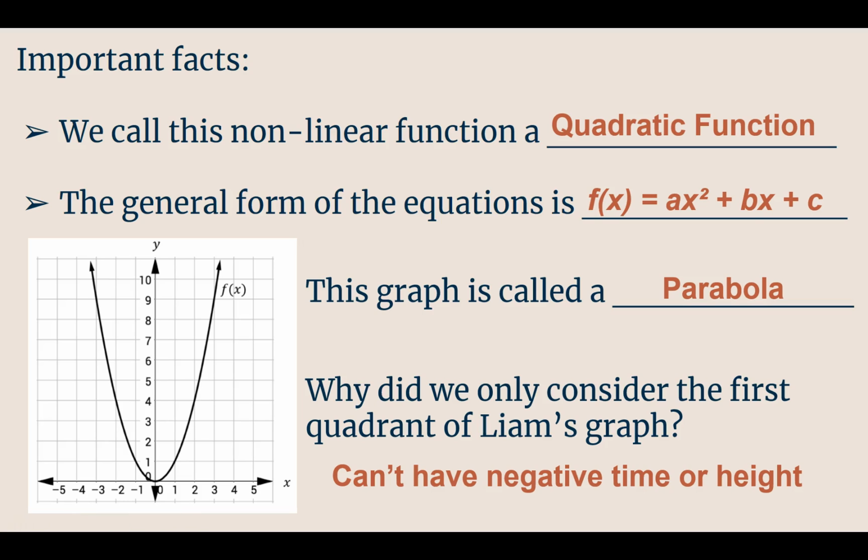Okay, good. There are situations where they could go negative. We're going to see those in a second here. So the reason why it's shown in only the first quadrant is because we cannot have negative time or negative height in this situation. It's not going to implode through the ground, and the time machine's not there yet. So, can't do it.